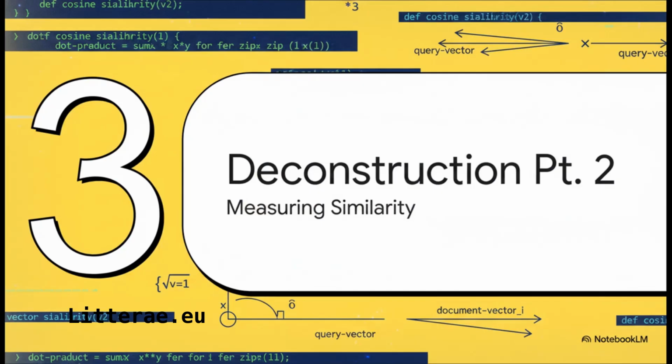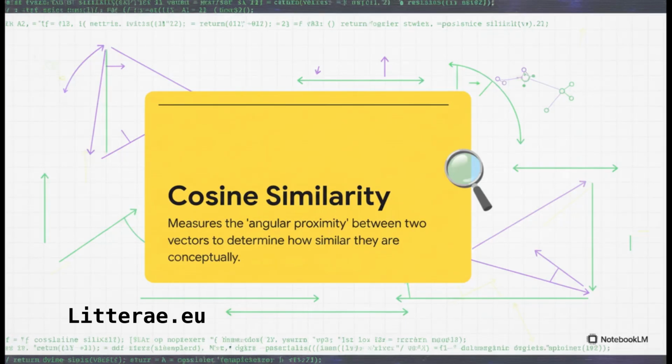Okay, quick recap. We've turned all our text into these mathematical vectors using TF-IDF scores. So now we've got a library of numbers. The big question is, when a user asks a question, which we also turn into a vector, how do we find the best match in our library? The answer is this really elegant idea from linear algebra called cosine similarity.